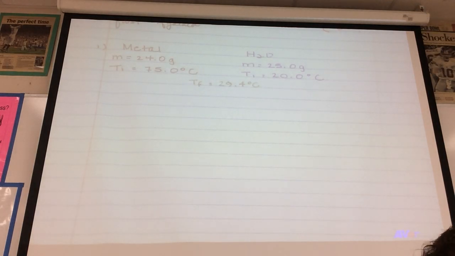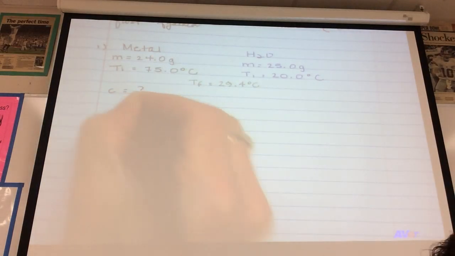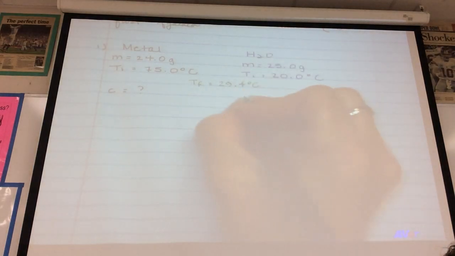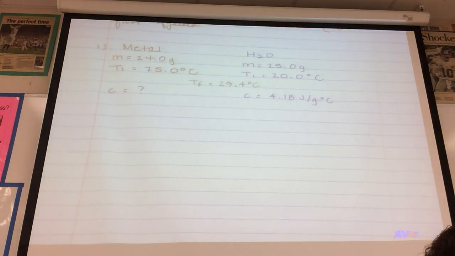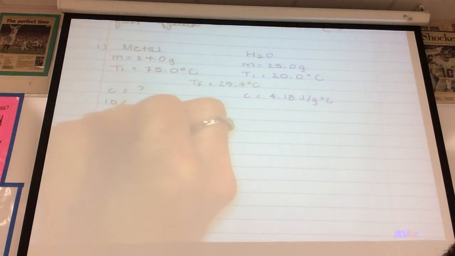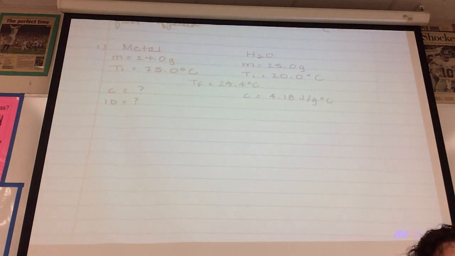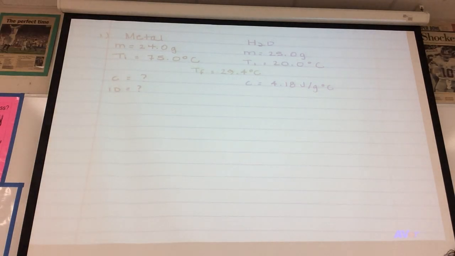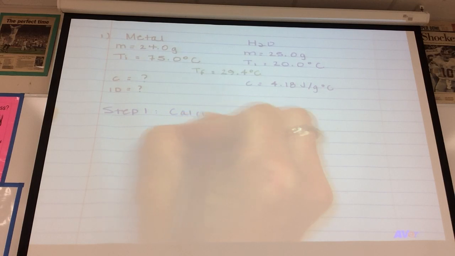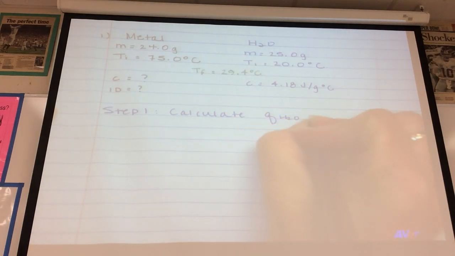We want to calculate the specific heat of the metal. We know that the specific heat of water is 4.18 joules over grams degrees Celsius from table 3. We also want to identify the metal. And if you're organized as you get the information down and you follow the 3-step process I'll show you here, you will be highly successful. In step 1, we're going to calculate the Q of the water, which is equal to mC delta T, all of the water information.